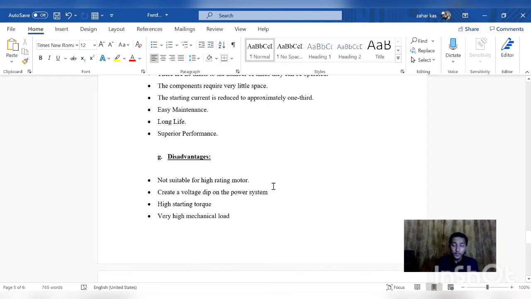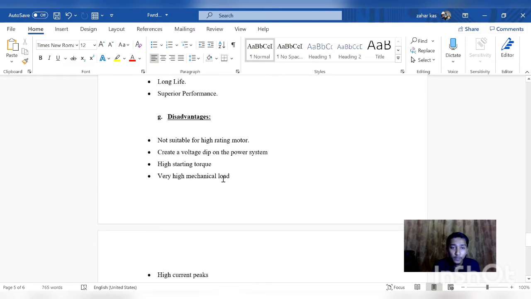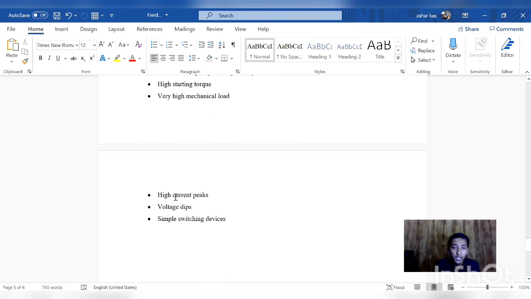Okay. Next, disadvantages. Number 1, not suitable for high rating motors. Number 2, creates a voltage dip on the power system. Number 3, high starting torque. Number 4, very high mechanical load. Number 5, high current peak. Number 6, voltage dips. And last one, simple switching device.